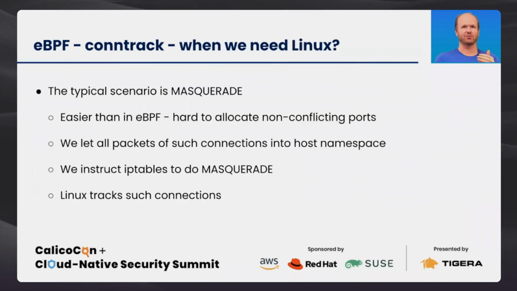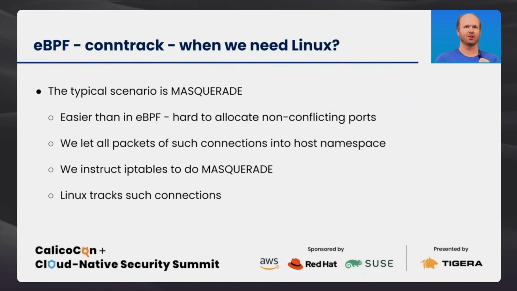I've mentioned several times already that the Linux conntrack is irrelevant, but it's not always the case. Sometimes it is good to use what Linux can do. And Linux can easily do SNAT. It is difficult to do that in eBPF. The problem is that it's difficult to allocate non-conflicting source ports.